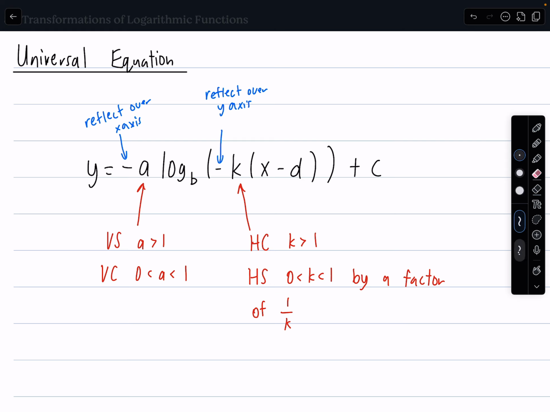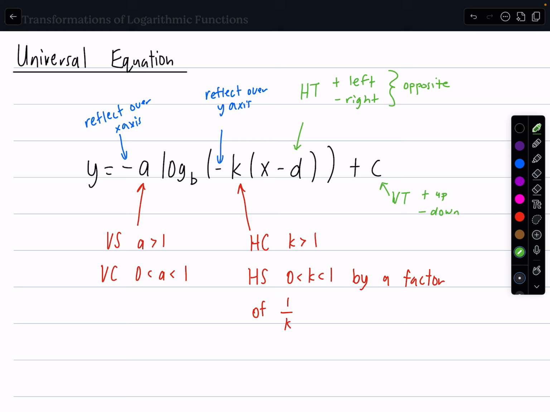D represents a horizontal translation. Now, the thing with D is that positive actually means to the left and negative actually means to the right. So notice how this is like the opposite. You would think that positive meant to the right and negative meant to the left, but it's actually the opposite for horizontal translations. But for C, the vertical translation, positive is up and negative is down. And this makes sense. So why am I telling you this?